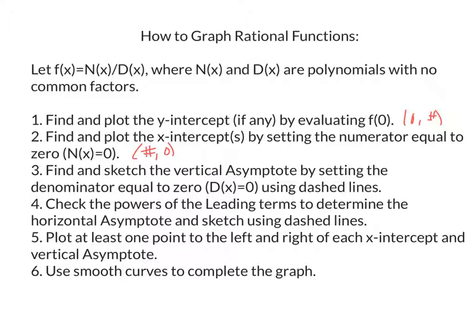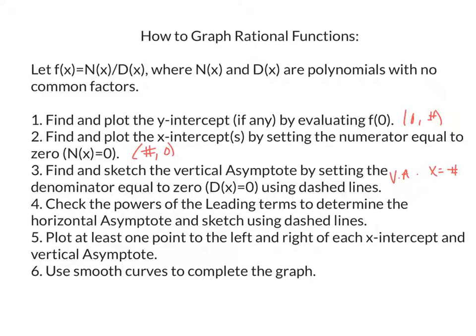Step 3 says find and sketch the vertical asymptote by setting the denominator equal to 0 and using dashed lines. Remember, finding the vertical asymptote is the same thing as finding the domain, where we just set the denominator equal to 0 and get x values. So these will look like vertical asymptote x equals whatever the number or numbers are. That will create dashed lines.